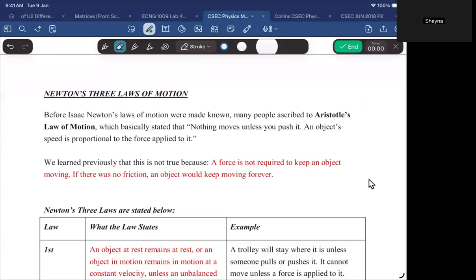But it makes sense, since that was really long ago. You could understand why it sounds like it makes sense, because logically, if you want something to move, you have to apply a force. So he was thinking that you need to keep on applying a force for something to move, which is a fair argument, but it's not true.